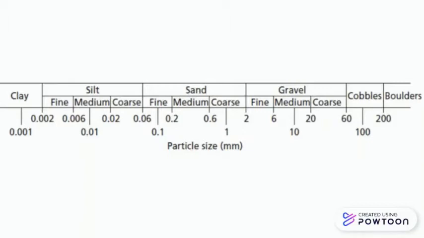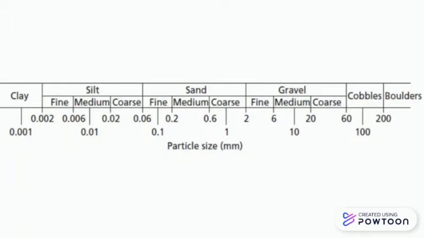The particle size of clay is 0.002 millimeter and below. Fine silt is between 0.002 millimeter and 0.006 millimeter. Medium silt is between 0.006 millimeter and 0.02 millimeter. Coarse silt is between 0.02 millimeter and 0.06 millimeter.